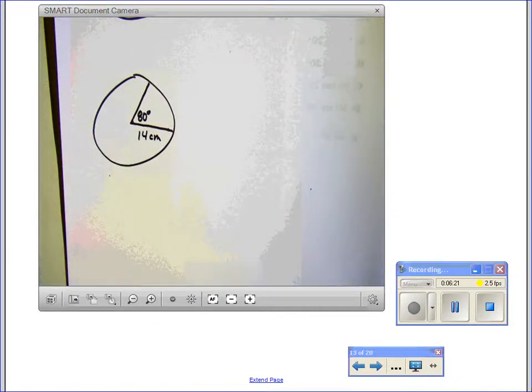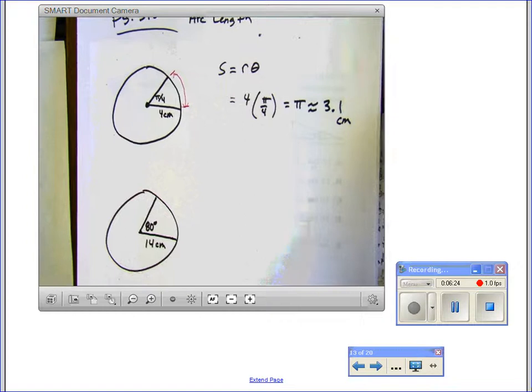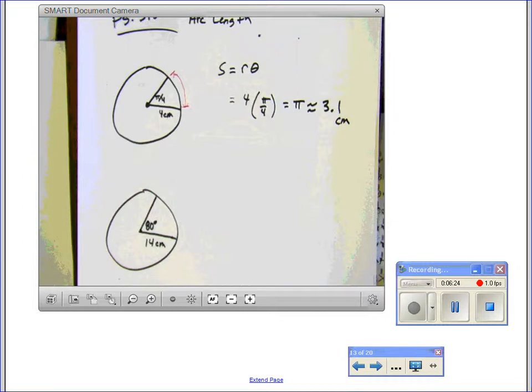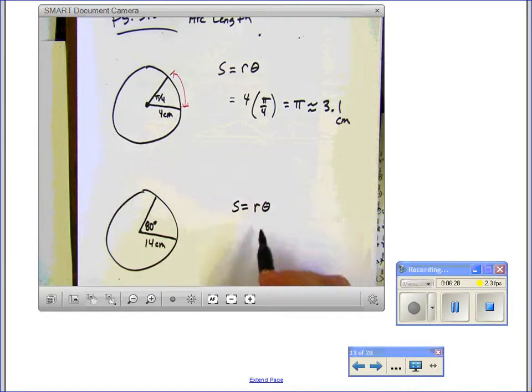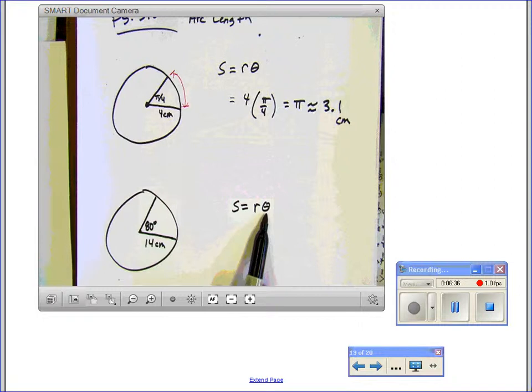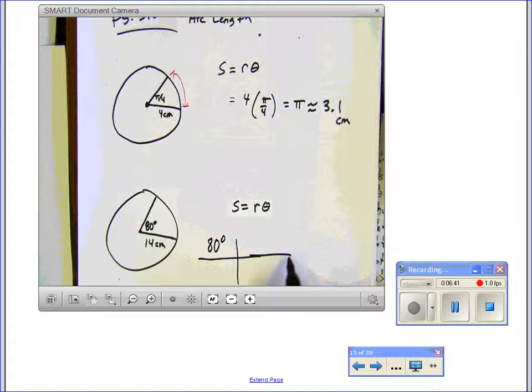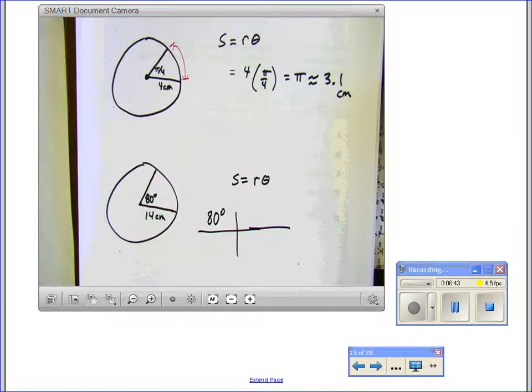All right, so let's see what gives. Can we just throw it in the formula here and say, S equals R times theta? So 14 times 80 then, right? No. Theta has to be in radians. So let's switch it over. We know how to switch degrees to radians. What's our conversion factor?